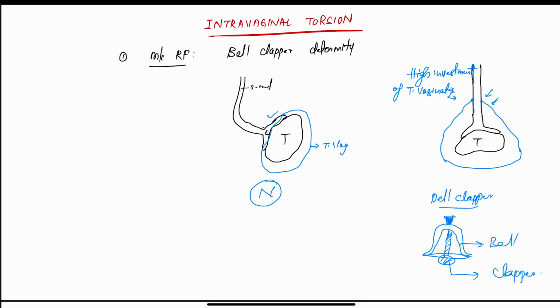This is the most common cause of intravaginal torsion in adults and males. Bell clapper deformity is mostly bilateral. Okay, so what are the other risk factors? Let's know about the clinical presentation of the patient.